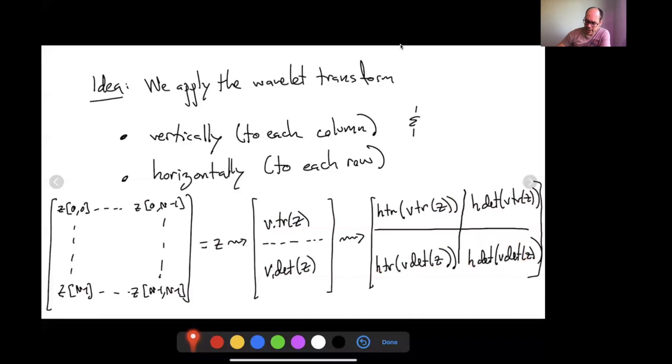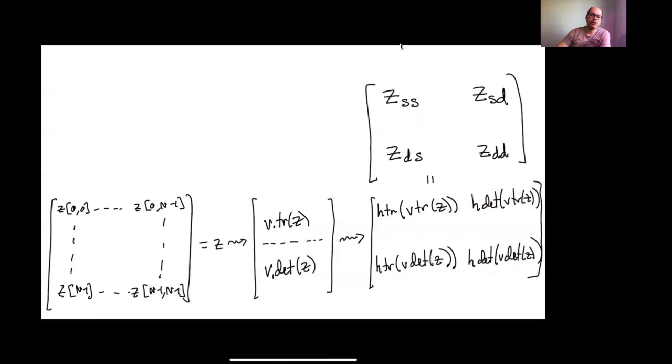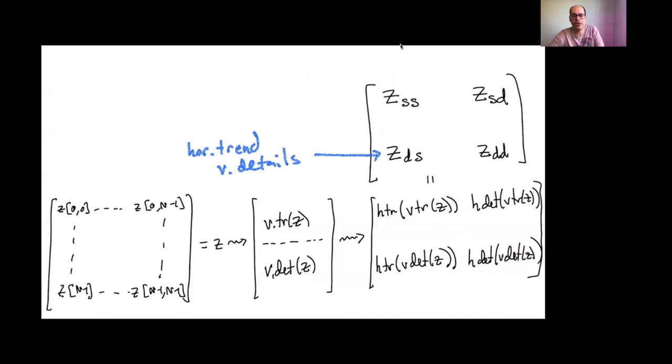So how does one then interpret these matrices? As I said, it's broken up into these four quadrants. The thing on the top left is just the averages of the averages in some moral sense. And so we can really think of this as the trend. It's the trend in every sense. On the other hand, let's take a look at this entry here. This is the horizontal trend of the vertical details. So what does this mean?